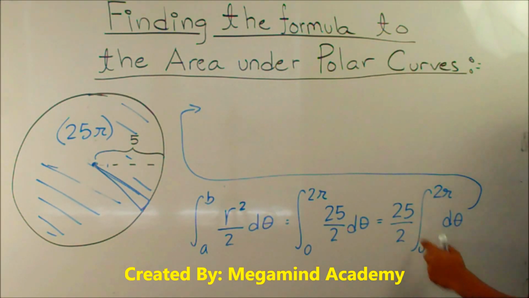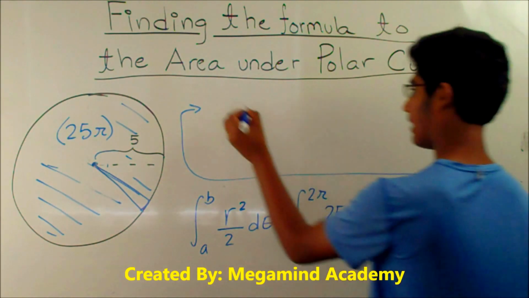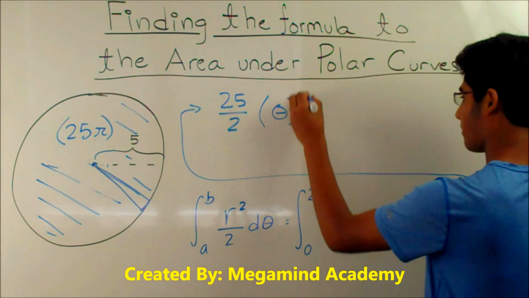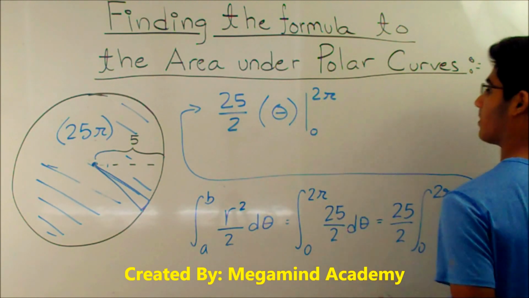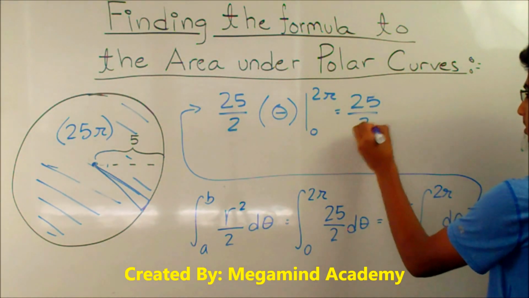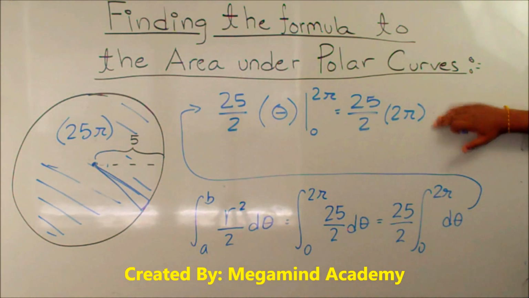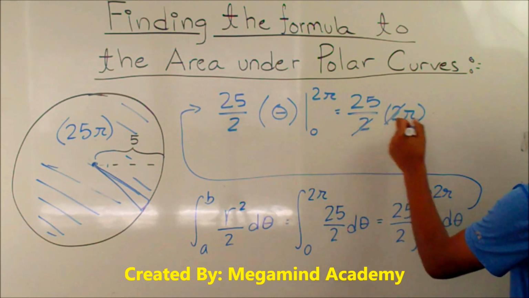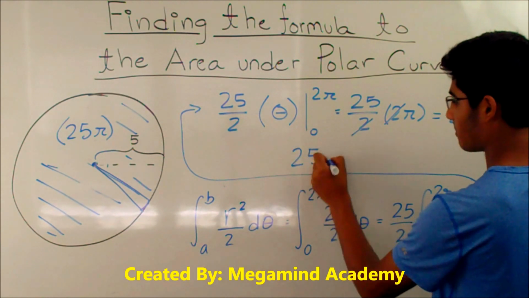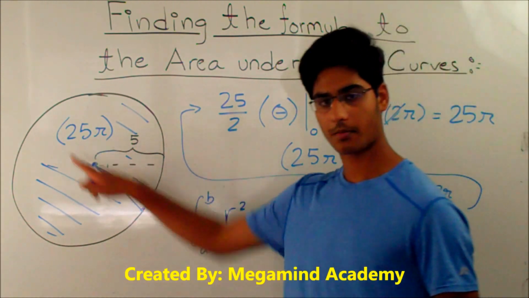So 25 over 2 times the integral from 0 to 2 pi of d theta becomes 25 over 2 times theta evaluated from 0 to 2 pi, which becomes 25 over 2 times 2 pi minus 0. You can just take this part off. The 2's will cancel out, and that gives us 25 pi. So the answer is correct. It matches up with the area of the circle.